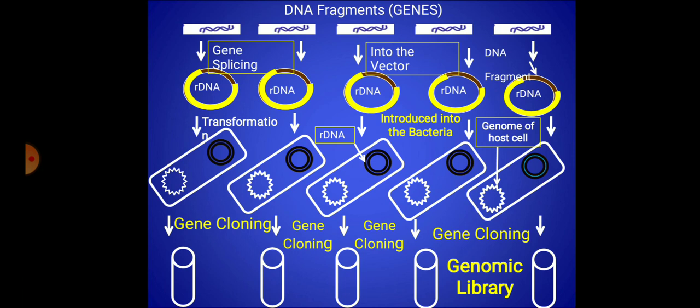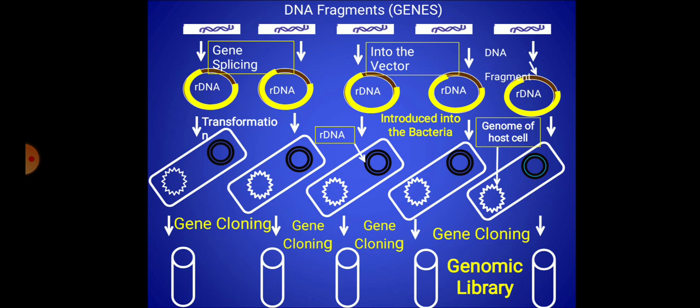rDNA is transformed into the bacterial cells by treating rDNA and the host cells like bacteria, E. coli, in cold calcium chloride solution. Suddenly, temperature is raised to 45 degrees centigrade to bring about a change in the permeability of bacterial cells, so that the rDNA plasmid can easily enter into the bacterial cell. The bacterial cell is transformed.